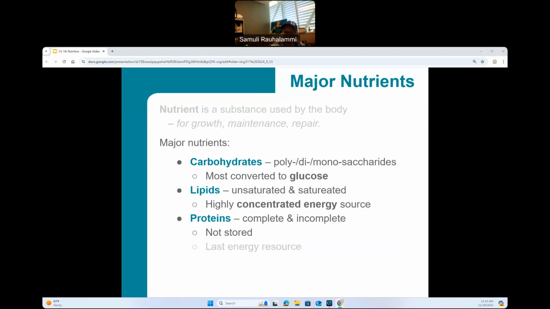And the final group that I wanted to introduce is going to be our proteins. We have complete proteins that contain all essential amino acids. Most are from animal products like eggs, milk, meat, poultry, and fish. Essential amino acids are those your body cannot make and must be obtained through the diet. Legumes and beans also have proteins, but these proteins are incomplete.